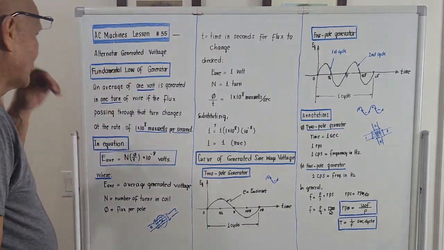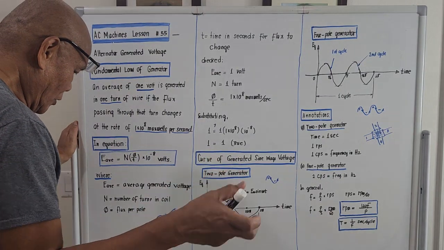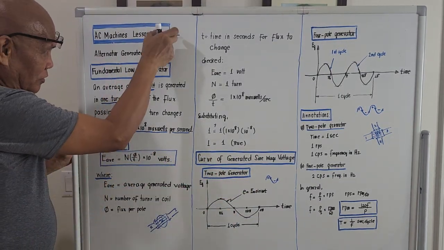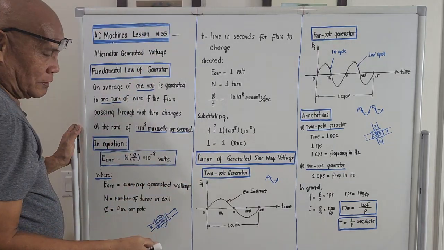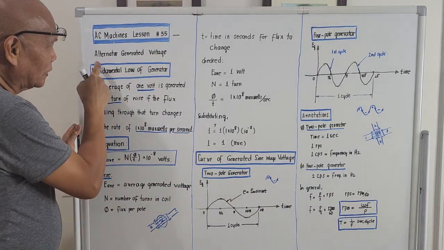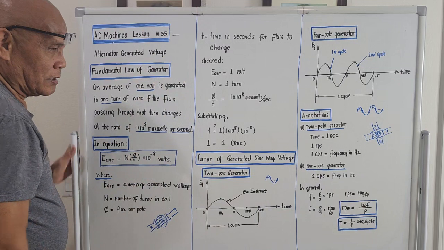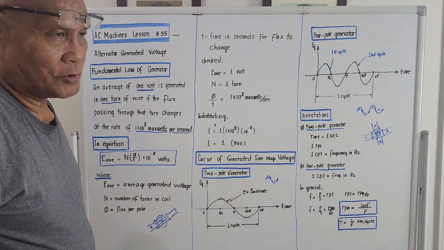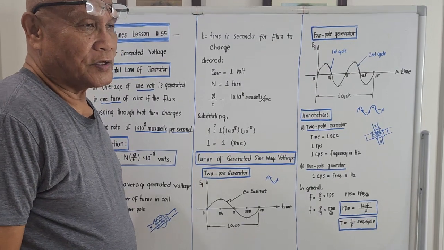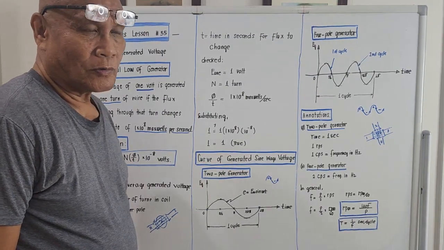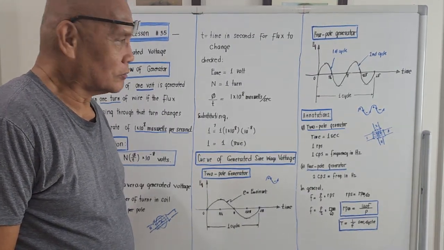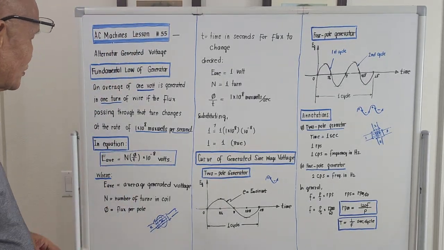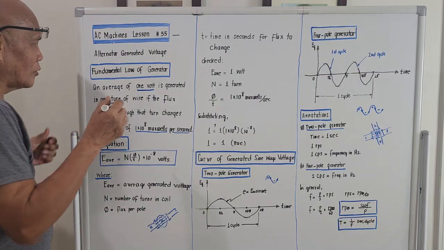Okay, let's proceed. The subject matter for tonight is AC machines, lesson number 55, and the title of the topic is Alternator Generated Voltage. For tonight, we will be deriving the equations necessary in the computation of the so-called generated voltage for an alternator. But before that, I would like to discuss the fundamental law of a generator.